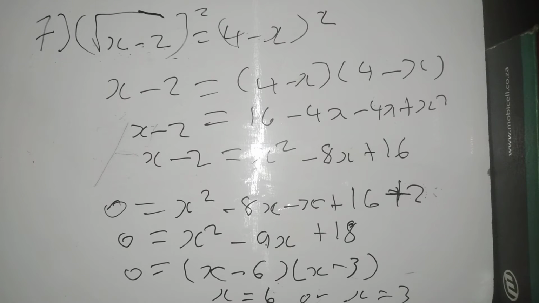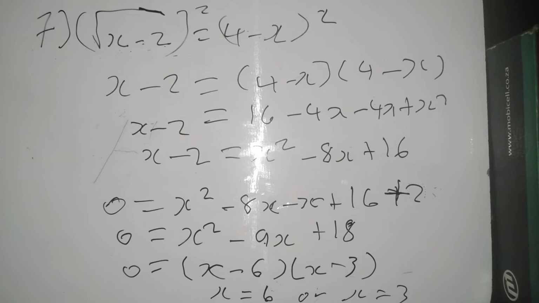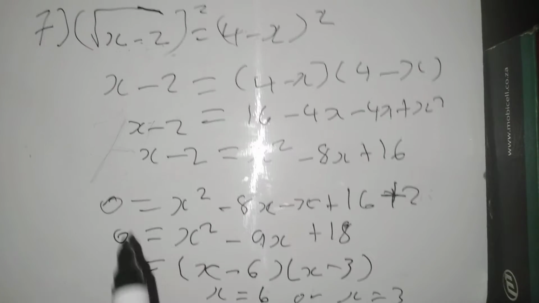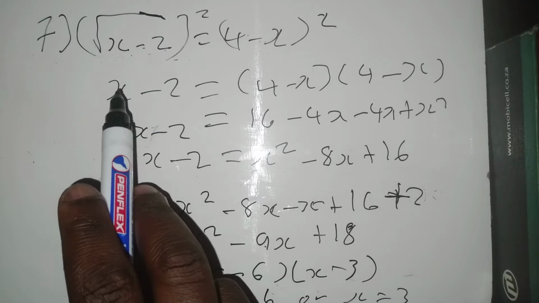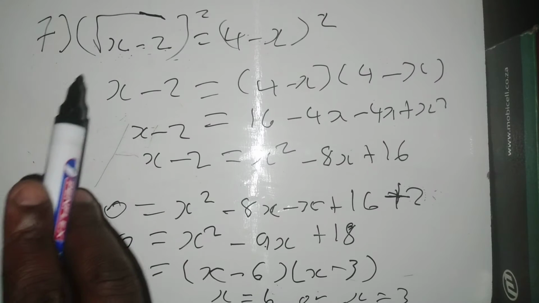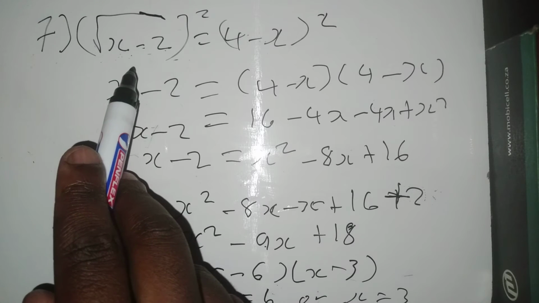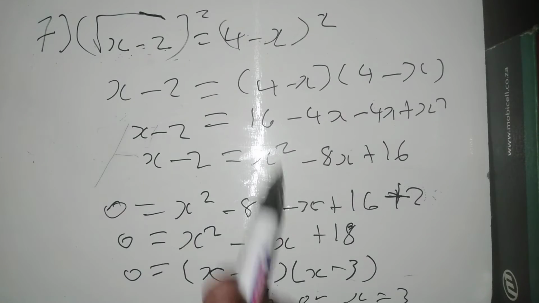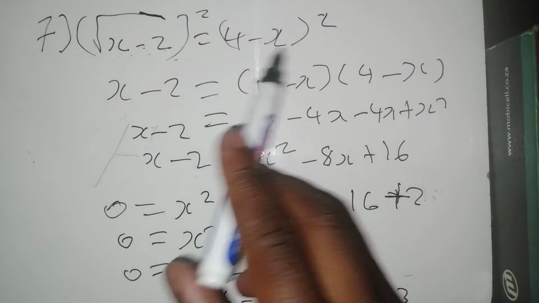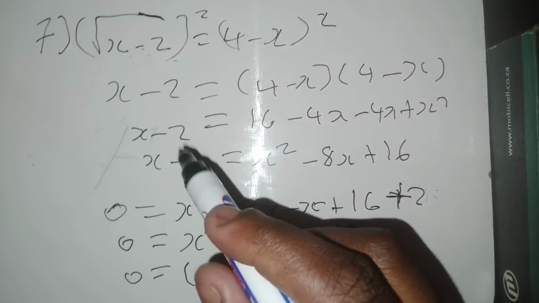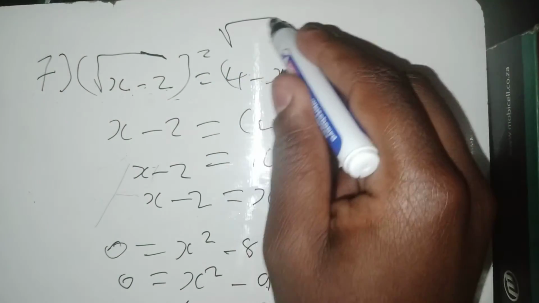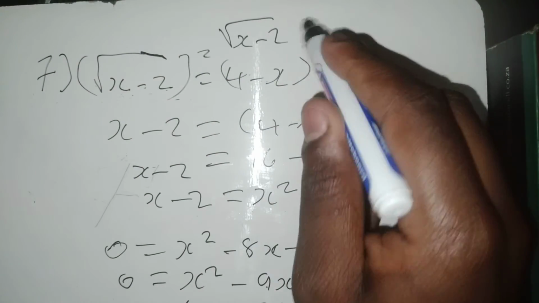Let's check if both of them are valid. So if I take this 6 and I put it this side, so 6 minus 2 is 4, square root of 4 is 2, right? And then if I take this side, then it will be minus 2 on the right hand side. On the left hand side, because if you check the original question was, okay, let me just erase this part.